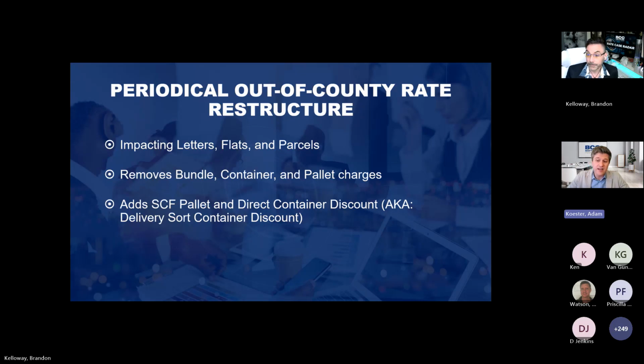And for periodical mail, this is starting out just in flats. Letters and parcels are not getting that discount just yet. It is a thing that is on the USPS's radar that they're watching for. It's possible that those things come in the future, but we'll keep an eye on when that comes and make sure we inform you when it does or if it does.